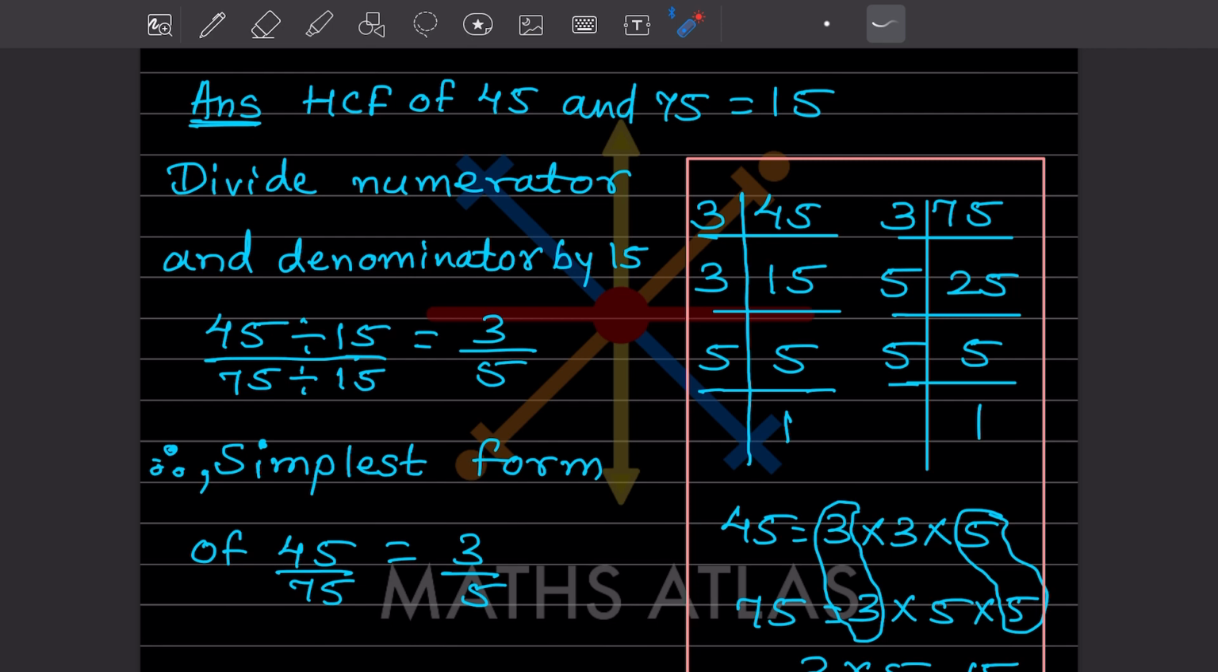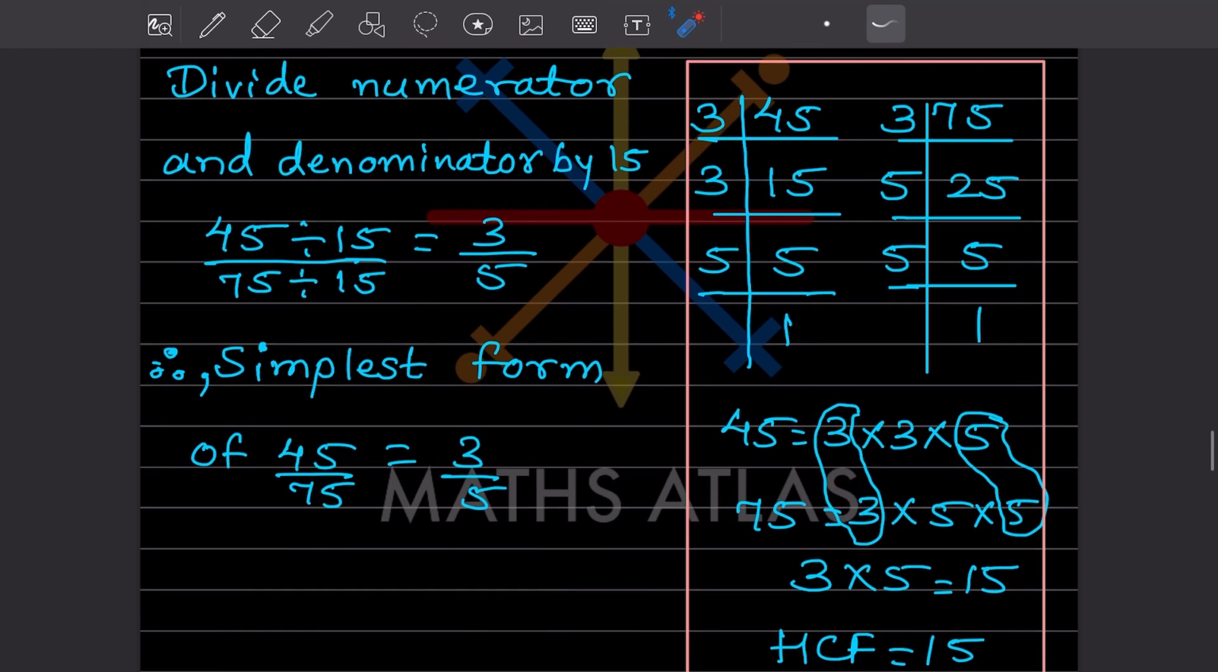See here, for 45 the factors are 3 3 5, so I wrote here 3 3 5. For 75 the factors are 3 5 5, so I wrote here 3 5 5. Write one below the other, the way I wrote it, so it becomes easy to compare. Now you can see 3 is common here, and 5 is common here. These are not common. So you will just write 3 ones and 5 ones, that is 3 1 and 5 1, so that is going to be 15. So the HCF is 15. Just remember, HCF means just take the common.